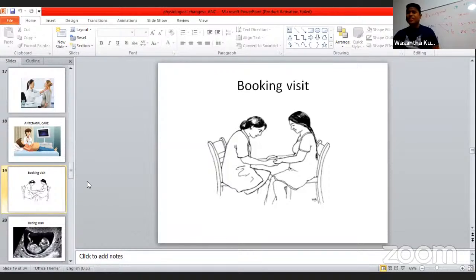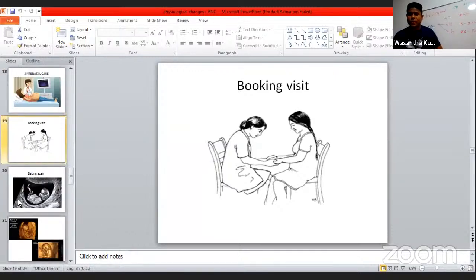So in the booking visit, what are the things that you have to do? Whether they have come for preconceptional care or not, you have to get the history, do an examination, and do investigations. History, as usual, you take the past medical, past surgical history and so on. And you do an examination, especially check the blood pressure and check whether any murmurs are there. Do a proper examination. And then investigations wise, what are the investigations that you need to do? You have to do these investigations.